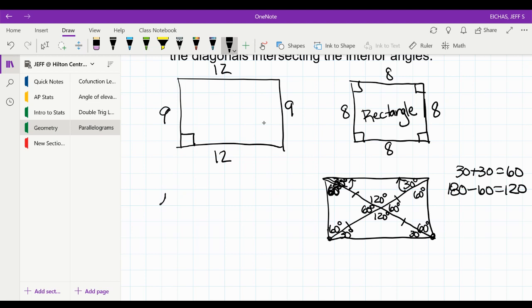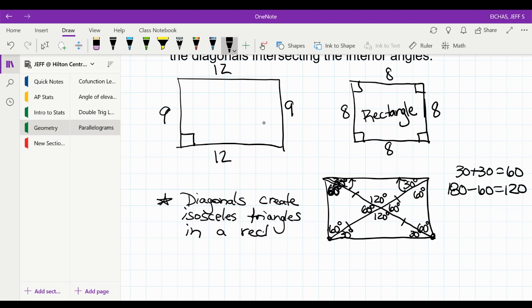So a couple of ideas there. Think diagonal, and then create isosceles triangles in a rectangle. All right, so that could be a problem. They have worked on something like that in their regions.